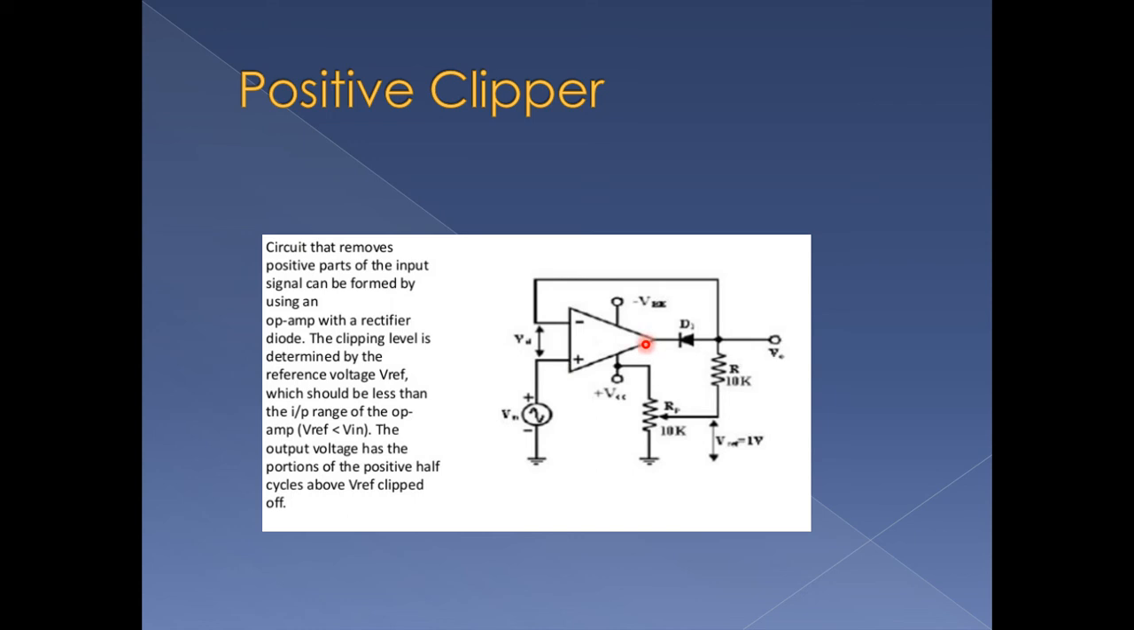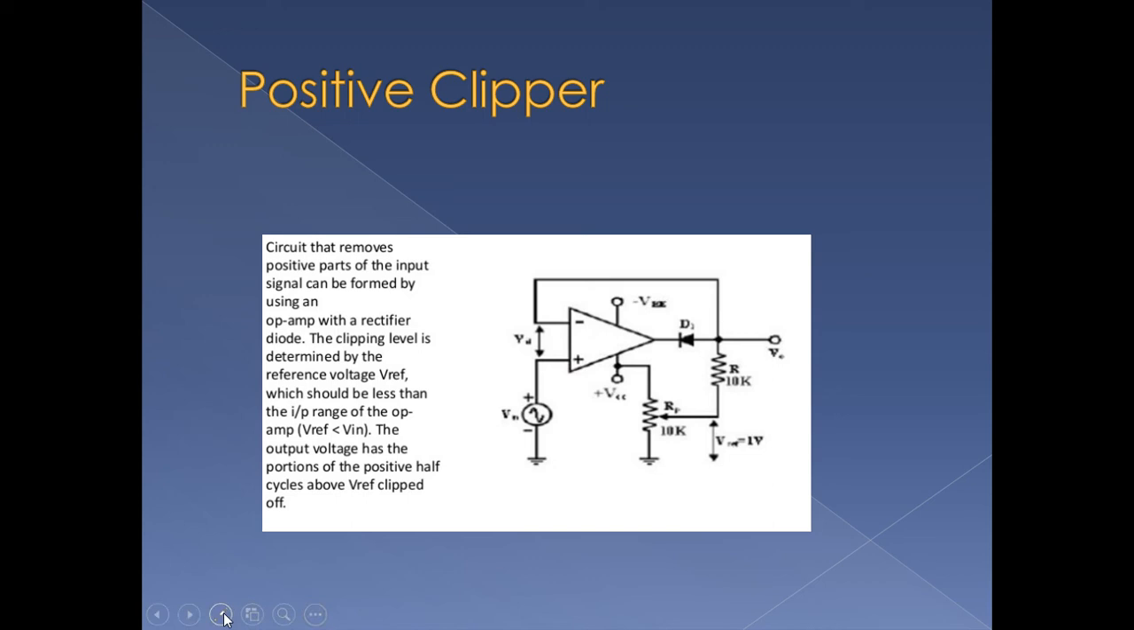Op-amp positive clipper, which is connected with a diode in the output, and the input Vin is given to the non-inverting pin, and the inverting pin is fed back with the output, and the load resistance is connected with the positive supply, which will act as a reference voltage to the inverting pin. So let's see how it is going to act as a positive clipper.